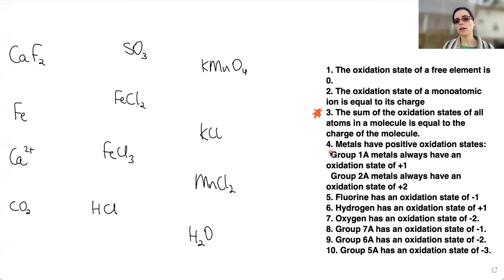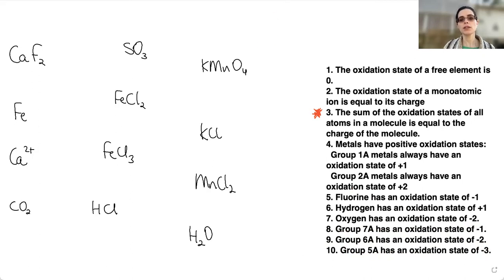Number 4, group 1A metals always have an oxidation state of +1. Group 2A metals always have an oxidation state of +2. And then fluorine has an oxidation state of -1. Hydrogen has an oxidation state of +1. Oxygen has an oxidation state of -2. And then it goes by groups. Group 7A has an oxidation state of -1. Group 6A has an oxidation state of -2. Group 5A has an oxidation state of -3.